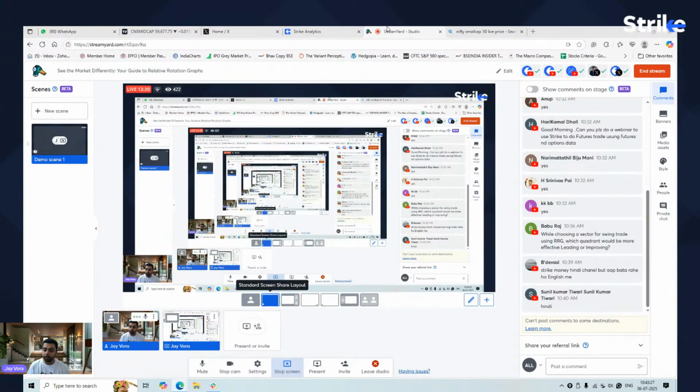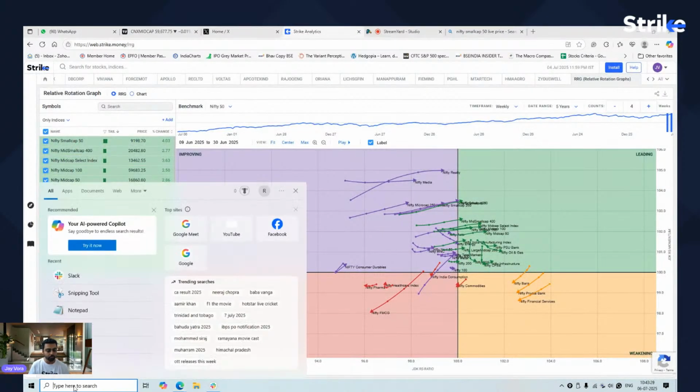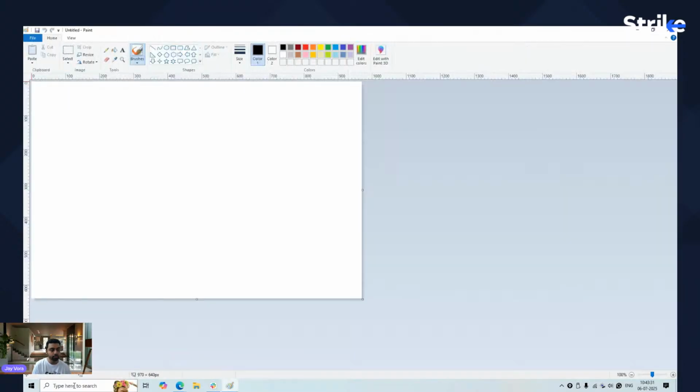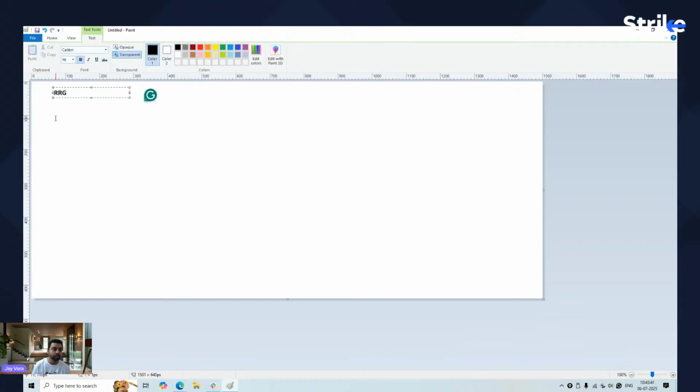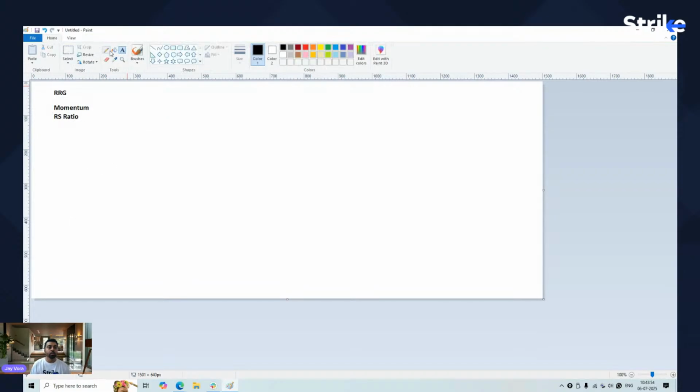Now I will explain how to find the setups, and what are the things that you need to watch out for. I told you that in RRG there are basically two things: one is momentum and one is RS ratio, that is the relative strength ratio.